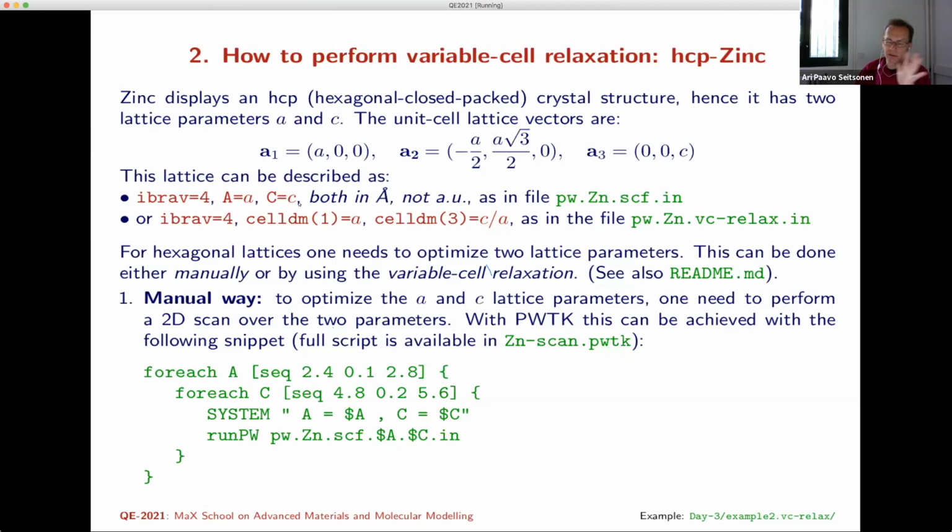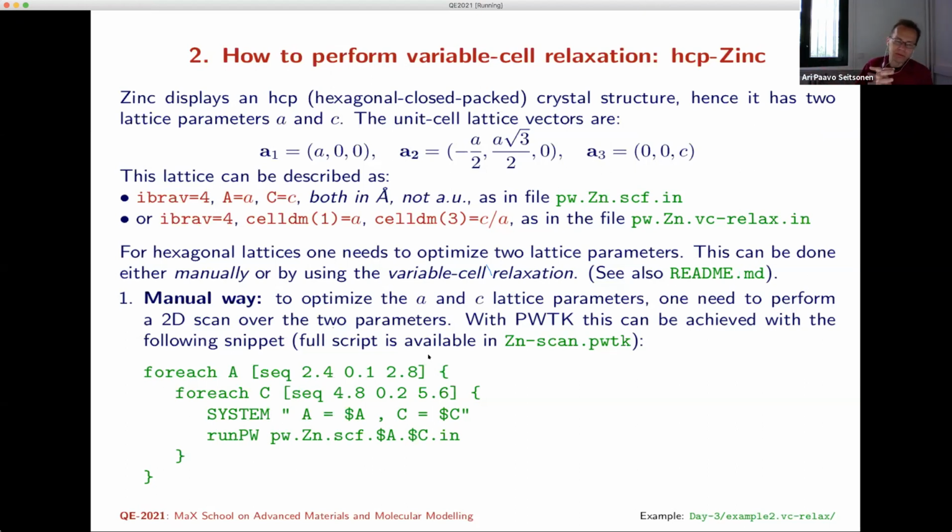And there are two rough ways to do this optimization. One is the manual way, which is noted here, and that's calculating the potential energy surface. So we will calculate several values of A, calculate several values of C, and then we get the two-dimensional plot. And the optimal values are there where the energy is the lowest.